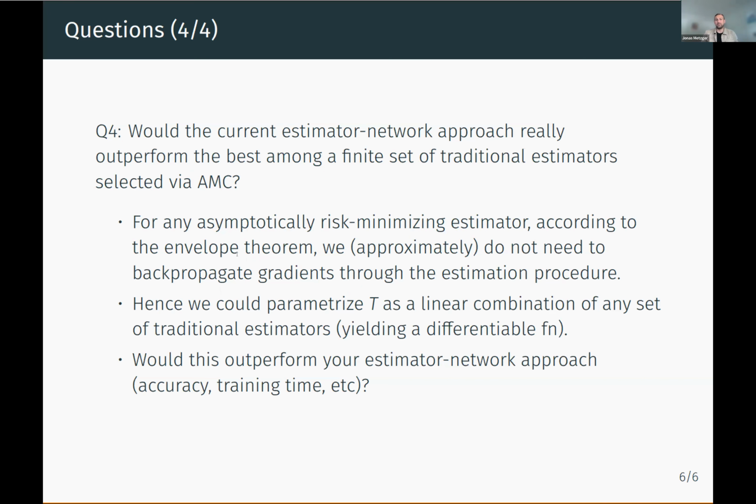So we could consider, for example, a lasso type estimator. We could consider a neural network type estimator, kernel regressions. For all of them, we can take a gradient back to the data, and presumably we could perform the whole procedure, but instead of having a huge neural network, we just have a small linear combination of different candidate estimators, and we use AMC as a model selection procedure for whatever is the most robust given gamma. And then I'd be really curious to see if this outperforms the estimator network approach.